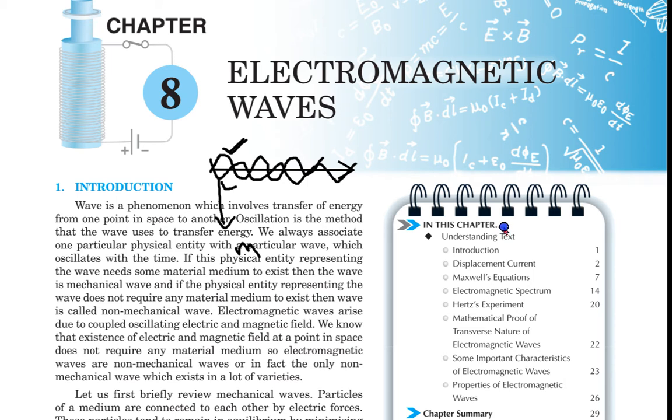These electric and magnetic fields are perpendicular to each other and perpendicular to the direction of propagation. Propagation means the direction in which the wave moves. Electric field, magnetic field, and the direction of propagation are always perpendicular to each other.